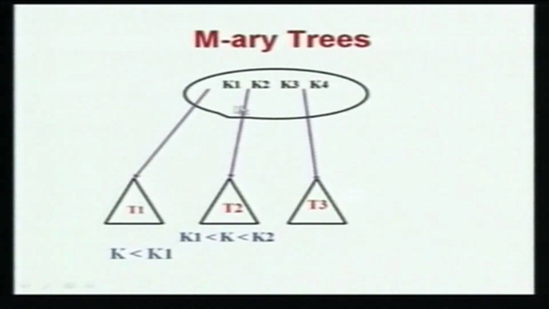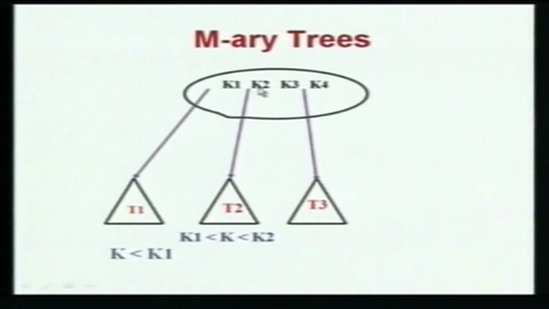Here the keys are K1, K2, K3, K4. They are actually separators, but anyway. I will have a tree here, a tree here, and a tree here. The keys stored in T1 are less than K1; that is my property. What is stored in T2 will be between K1 and K2. What will be stored in T3 will be between K2 and K3. What will be stored in T4 will be between K3 and K4, and what will be stored in T5 will be greater than K4. This is our premise.